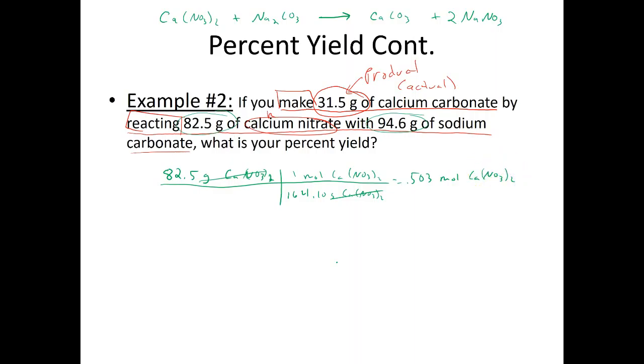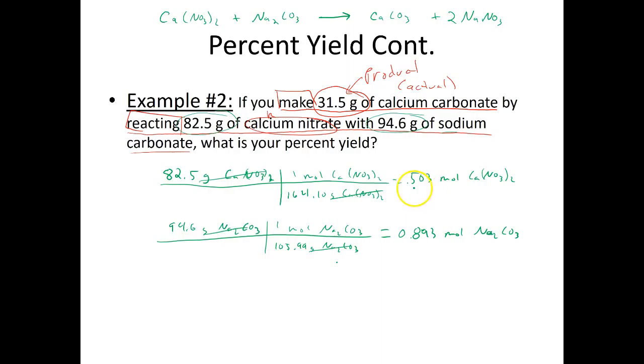Alright, now I'm going to do the same thing for my sodium carbonate. So it's 94.6 grams sodium carbonate, and there are 105.99 grams of sodium carbonate in 1 mole. And that gives me 0.893 moles sodium carbonate.